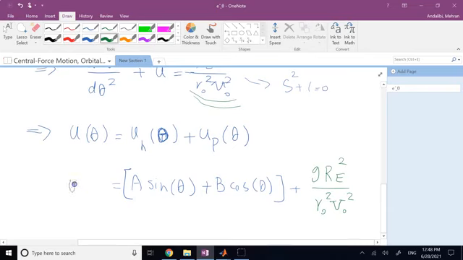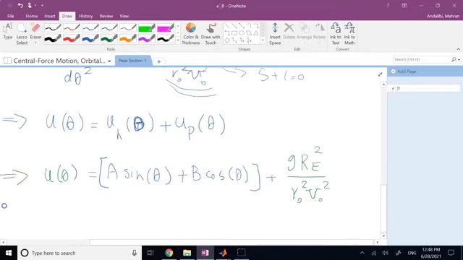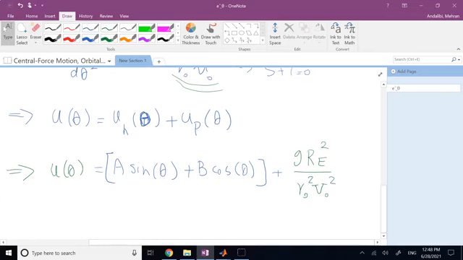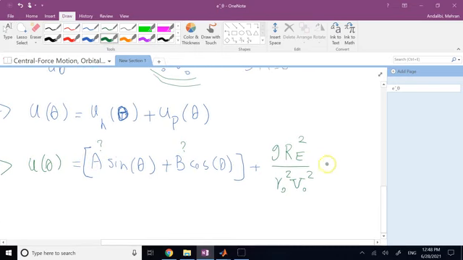That's it. You found u as a function of what? Theta. That's brilliant, right? The only thing is, what is constant A, what is constant B? Once I determine A and B from my initial conditions, I know perfectly u as a function of theta, and then that is equal to 1 over r. So then I can find r as a function of theta, which is exactly what I want.